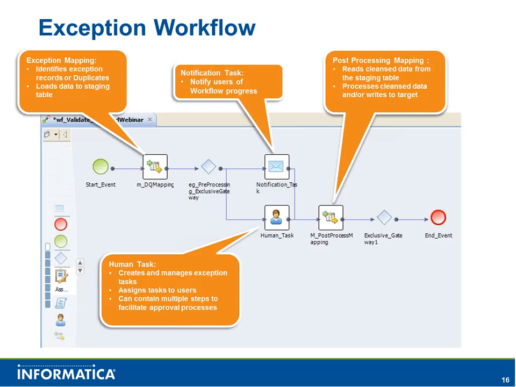And then once the actual human task finishes, as part of the workflow, we can put in some post-processing mappings as well. We can use that to read cleansed data from the staging table, process it further, write it to targets, whatever it might be. Again, this was all something that had to be done outside of a DQ process. There was no way of tracking this previously. We had to judge when it was safe to run that mapping without any automatic process in place.